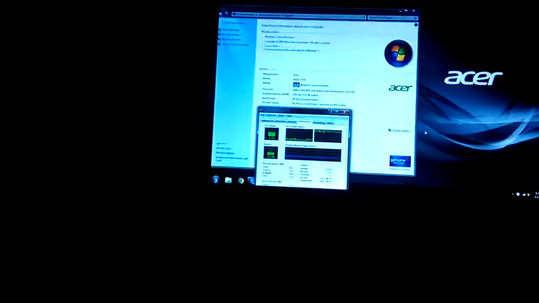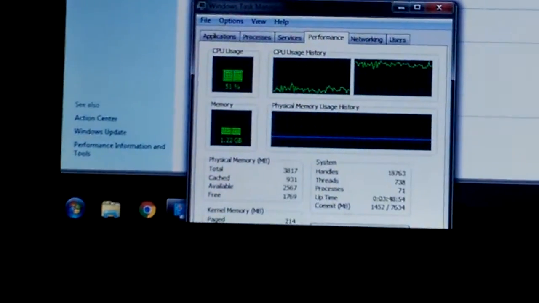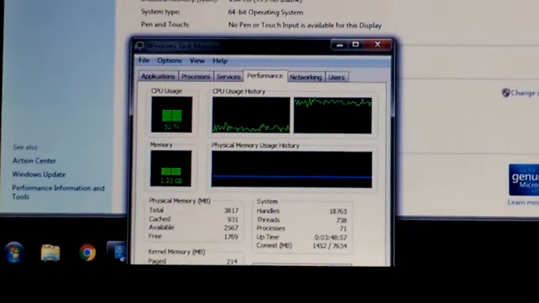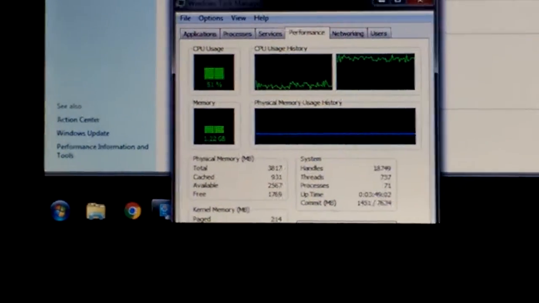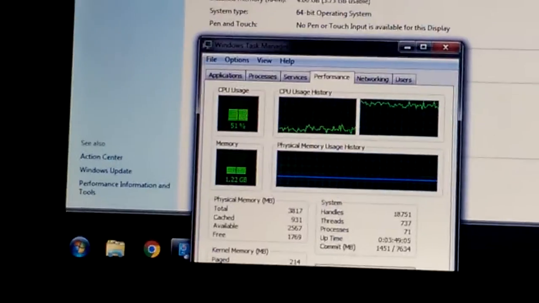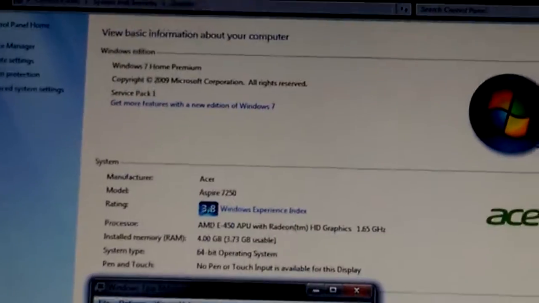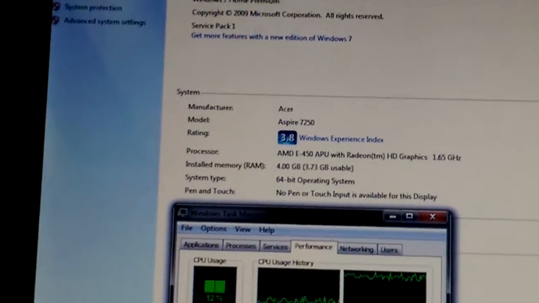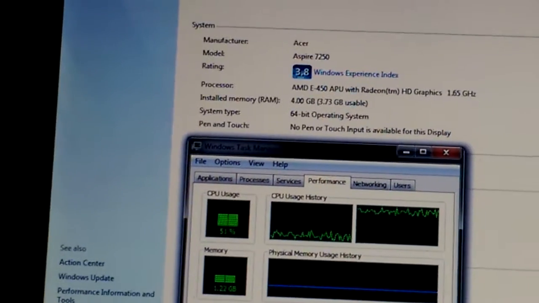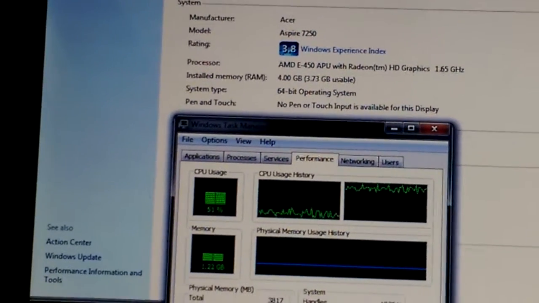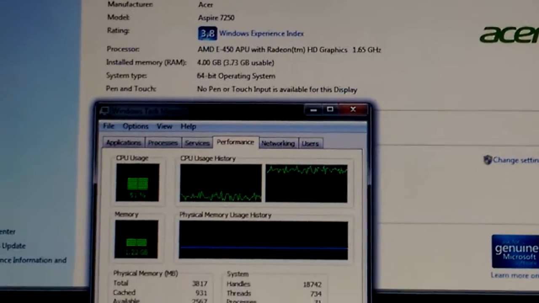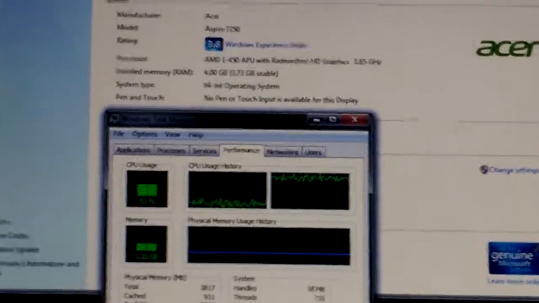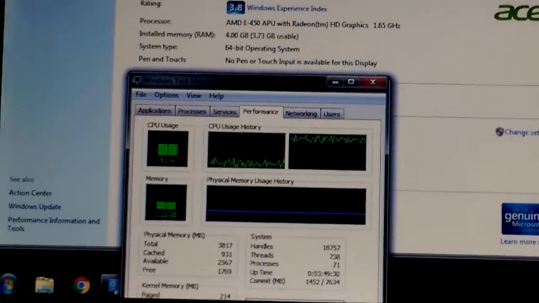So this computer has problems with the CPU usage. At idle, it's just doing this, you see. And the memory is okay on both of these: this is 4 gigs, the other one 6. This one is running Windows 7 Home Premium. It's an Acer Aspire 7250 with an AMD E450 APU with Radeon HD graphics. This has built-in graphics, 4 gigs of RAM, and 64-bit.